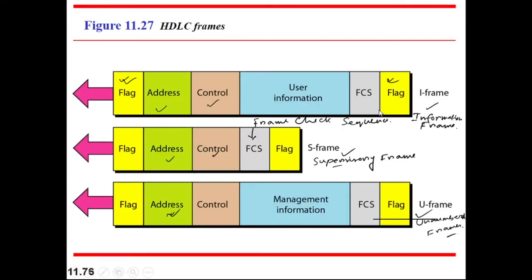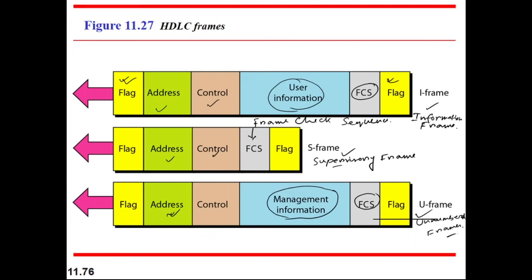So the FCS field is here. In the I frame we have this FCS field, and here also we have the FCS field. Each and every frame can hold these things: flag, address, control, FCS and flag. These 5 fields are common to each and every frame, but the user information field is only for the I frame, and the management information field is only for the U frame.